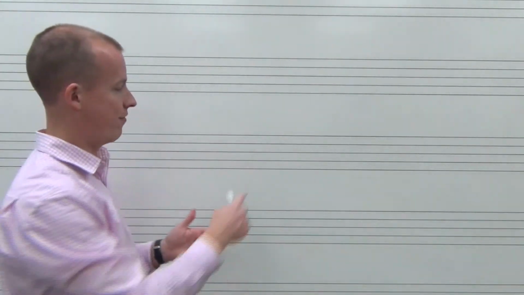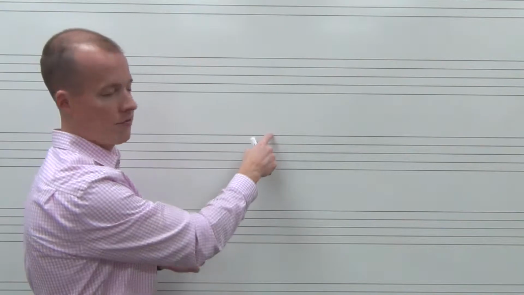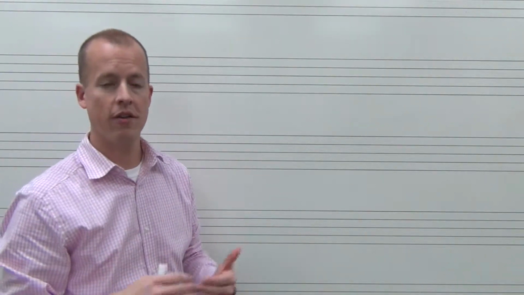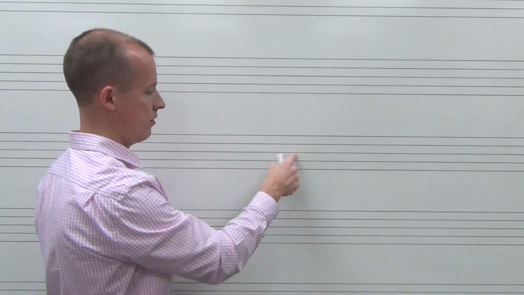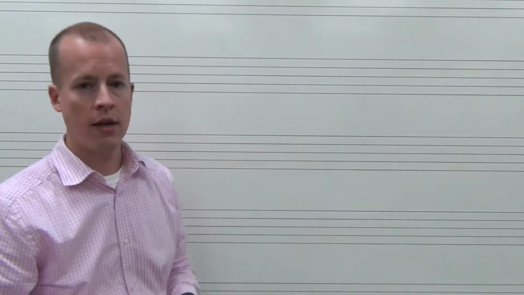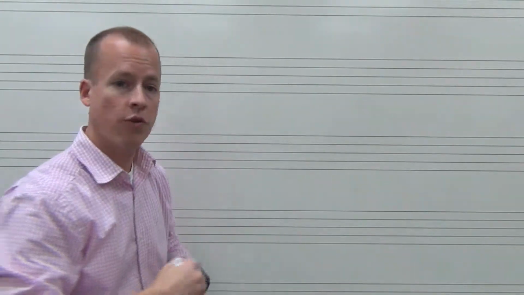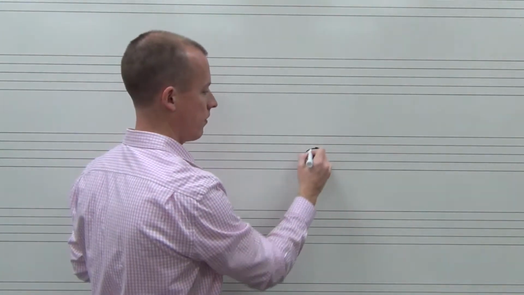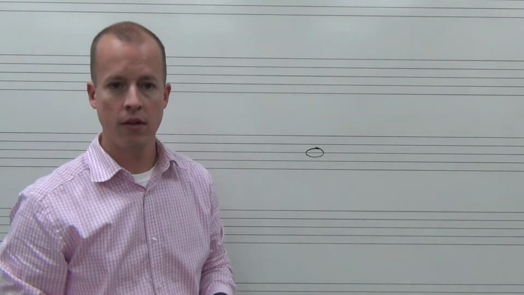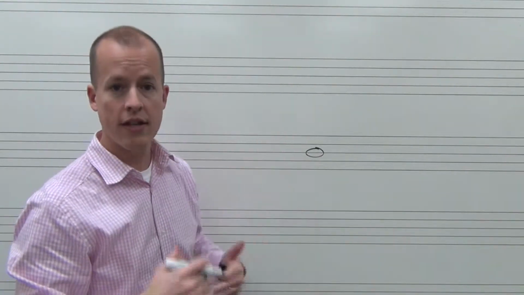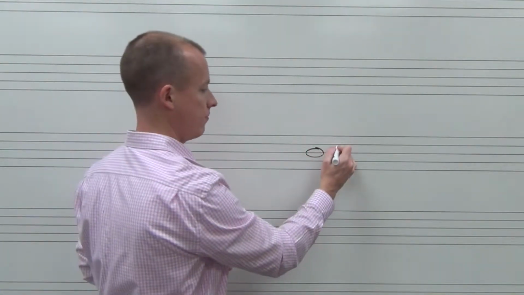With our musical staff we have 5 lines, 1, 2, 3, 4, 5. And in between those lines we have 4 spaces, 1, 2, 3, 4. And we have to understand the way notes go up and down the staff are according to line, space, line, space. So if we start with a note here on this 3rd line, if it's located on that line, the next note up will be in a space.